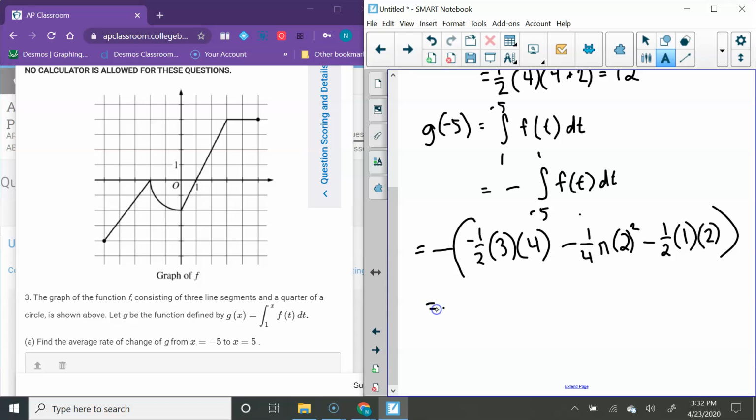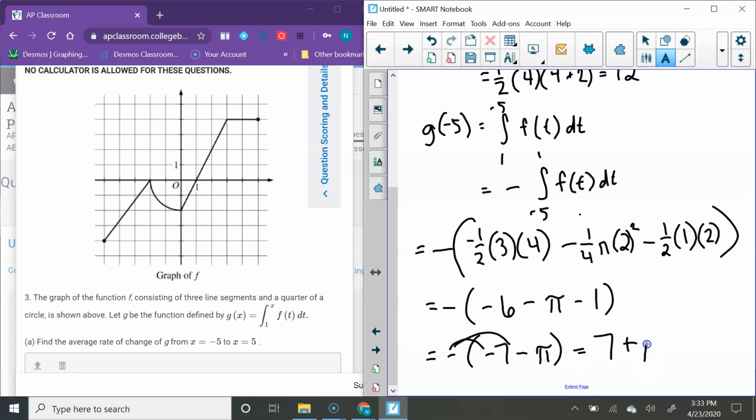So you have negative, and then this will be negative 6 minus 1/4 and 2 squared are going to cancel each other out, because you got 1/4 and 4, which is just 1, so you've just got the pi there, and then 1/2 times 1 times 2 is 1. So this is going to be negative 7 minus pi, and if you distribute that negative there, you will get 7 plus pi. So that is your g of -5.